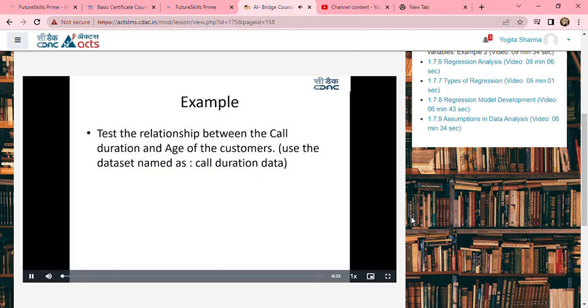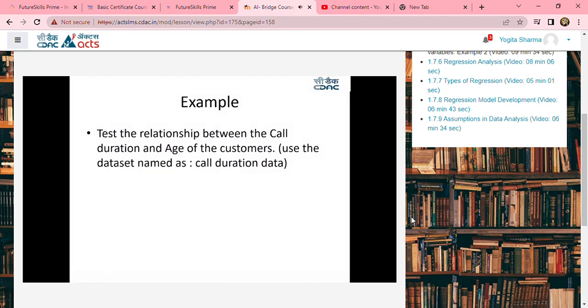Let us go ahead and extract the relationship between the call duration and age of the customers in Python. For this particular problem, we are going to use a data set called call duration data to implement the correlation analysis. Now let us see how we can implement this in Python.